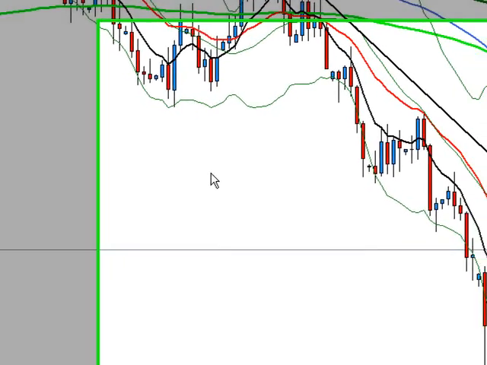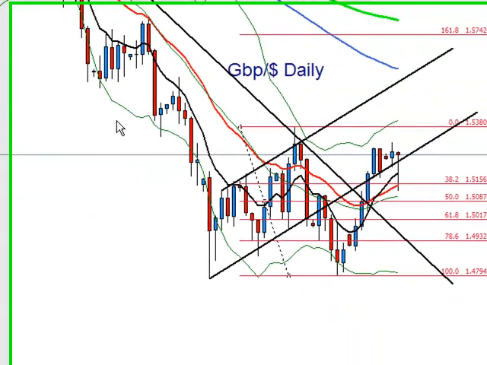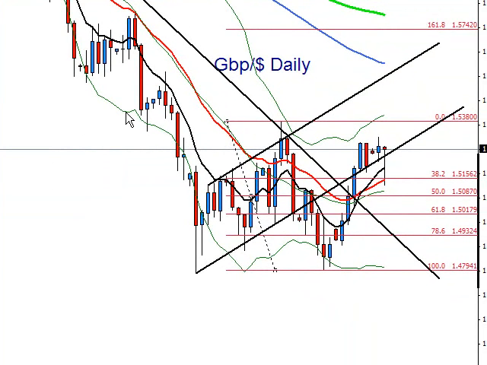Daily analysis for April the 6th, going into April the 7th. This is the pound dollar daily chart. As you can see here, the price came down to just below the 38.2, didn't quite reach the 50 of the fib, came back up, is back in this channel.